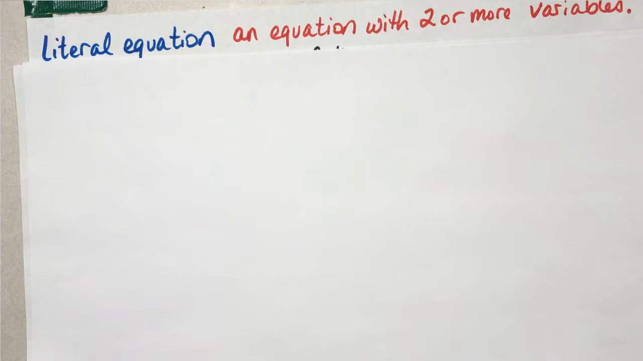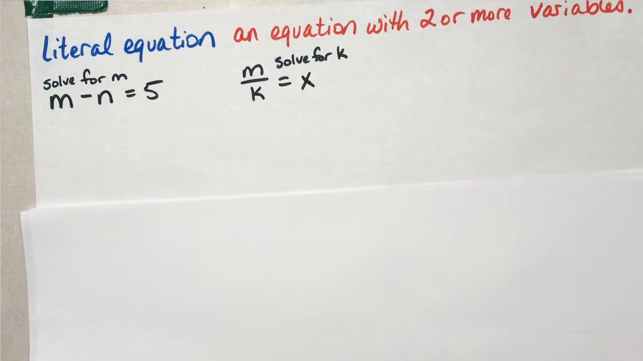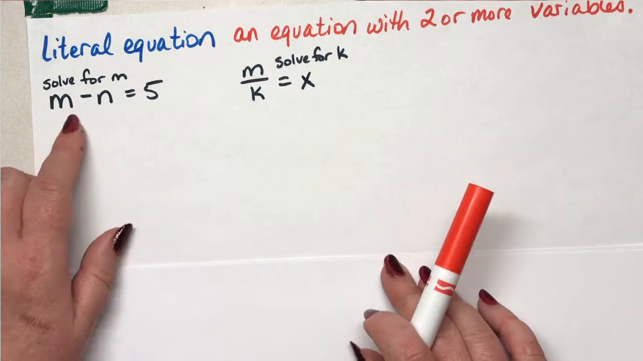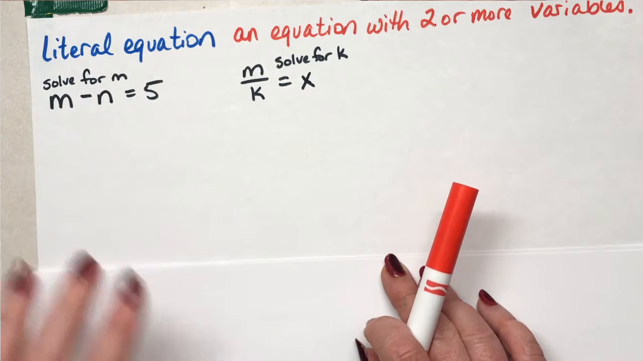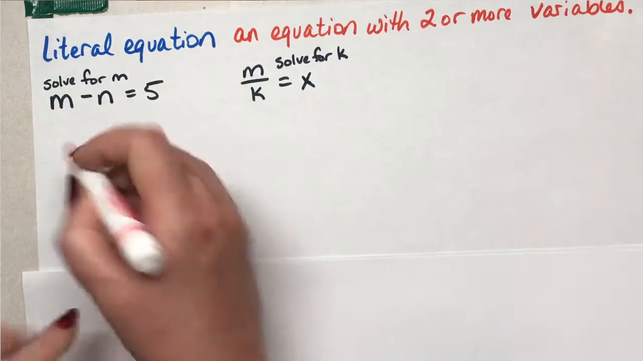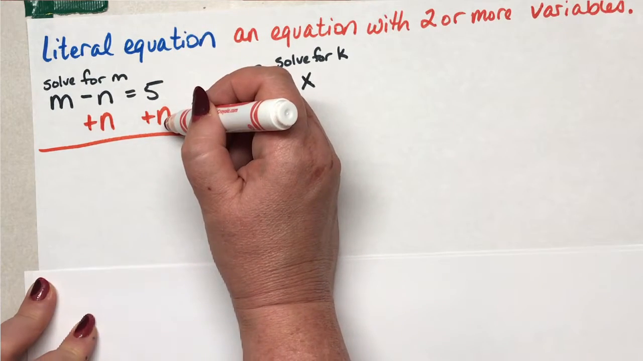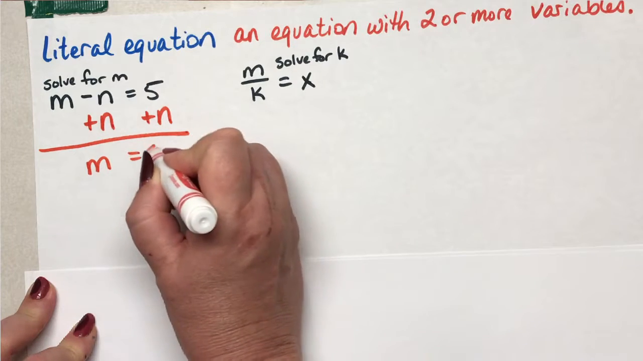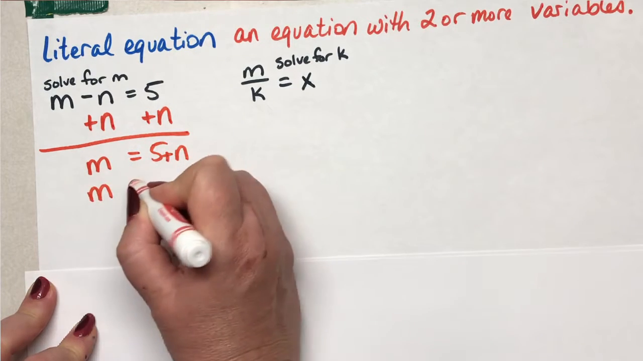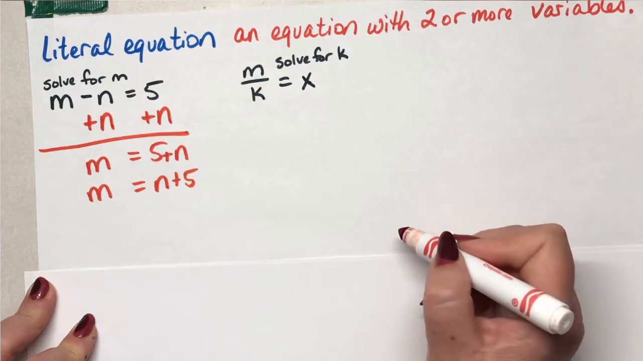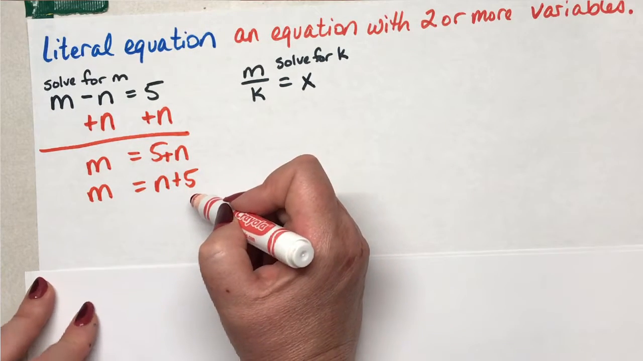The next thing this section asks us to understand is what a literal equation is. This is an equation with 2 or more variables, and that's what we've been dealing with throughout this section. It's great that they finally give us the vocabulary for it. And so we've got a couple of problems. Here we have m minus n equals 5, and they want us to solve for m. We want m all by itself, so we're going to add n to both sides, knowing that we can't add together unlike terms, and we have m equals 5 plus n. And if you ended up with m equals n plus 5, that's the same thing. Because there are no negatives in here, order doesn't matter.